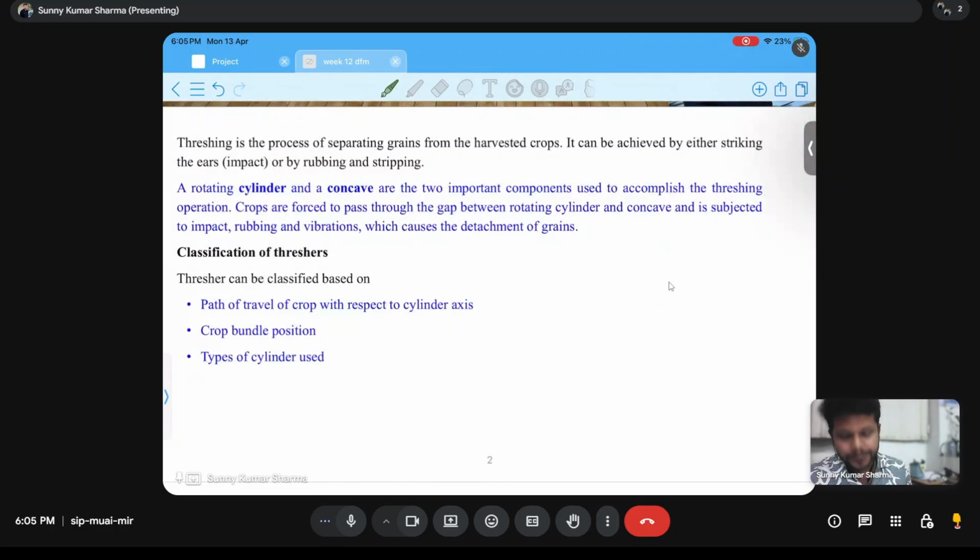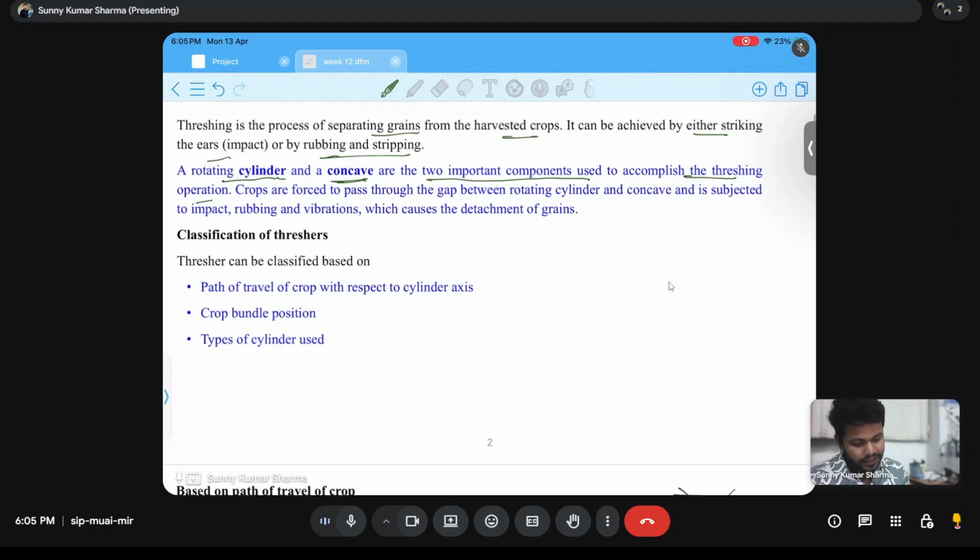So coming to threshing, threshing is the process of separating grains from the harvested crop, and it can be achieved by either striking the ears or by rubbing and stripping. A rotating cylinder and a concave are the two important components used to accomplish this threshing operation. The crops are forced to pass through the gap between rotating cylinders and are subjected to impact, rubbing, and vibration, which causes the detachment of the grain.